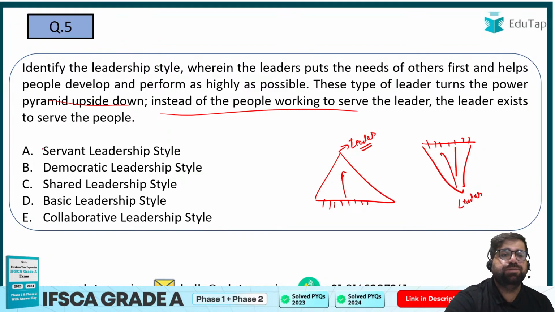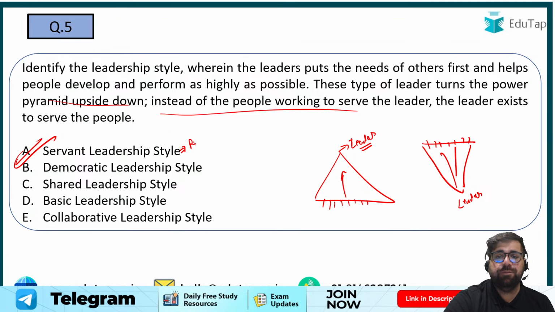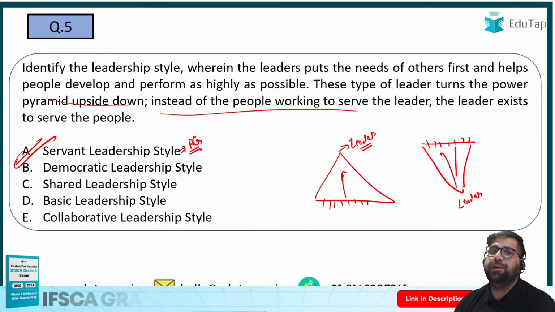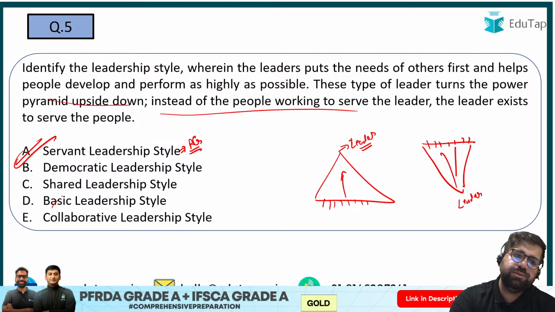Such kind of leaderships are known as servant leadership. So your answer over here will be option A, and servant leadership was given by Robert Greenleaf. Examples of servant leadership can be what? Dalai Lama, Mother Teresa. You have multiple others, Kailash Satyarthi. They can be your classic examples of, I would say, what? Servant leadership style. Okay, basic leadership style is nothing; this was just given to confuse you.